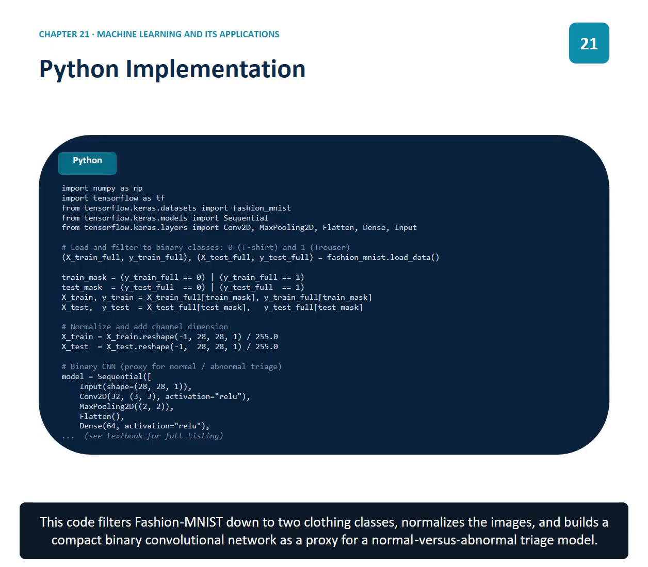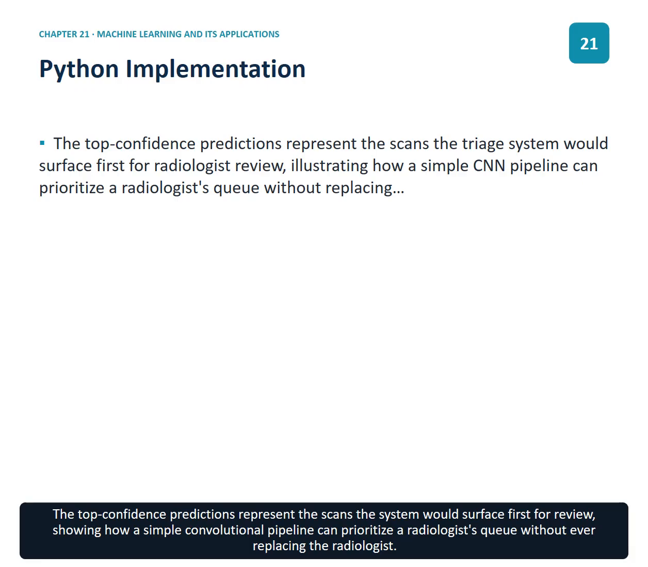This code filters Fashion MNIST down to 2 clothing classes, normalizes the images, and builds a compact binary convolutional network as a proxy for a normal versus abnormal triage model. The top confidence predictions represent the scans the system would surface first for review, showing how a simple convolutional pipeline can prioritize a radiologist's queue without ever replacing the radiologist.